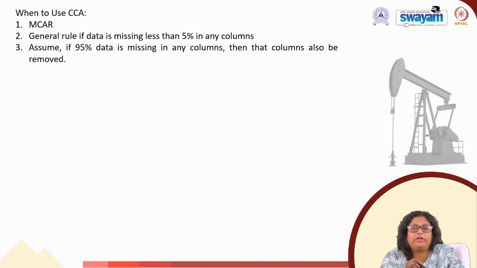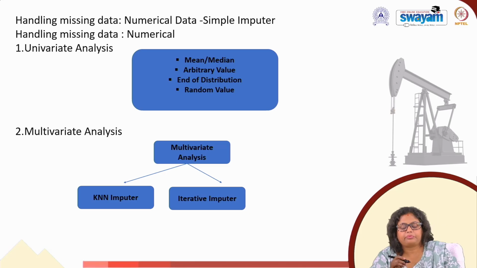Now another question arises: when to use CCA? When you have data missing completely at random. And the second rule: if data is missing less than 5% in any column. And if 95% of data is missing in any column, at that time we may remove that column. So we will see this.